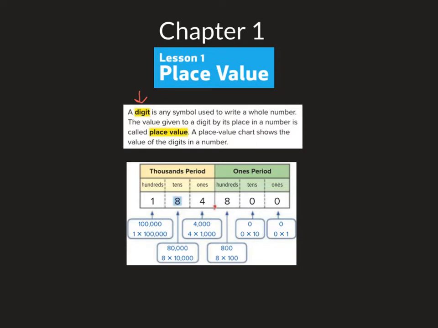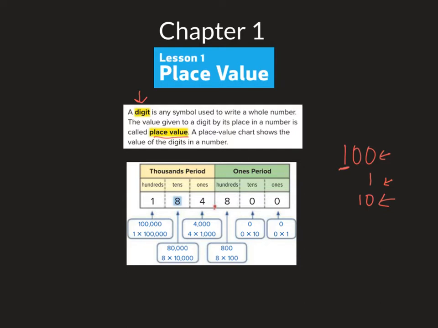A value given to a digit by its place in a number is called a place value, right? So like if I write a 100 and there's a 1 here, that 1 is not worth the same amount as if I put a 1 here, right? This one is worth 100. This one is worth 1. And if I put it in this place, now that 1 is worth 10. So it kind of has different values depending on where we put the number.